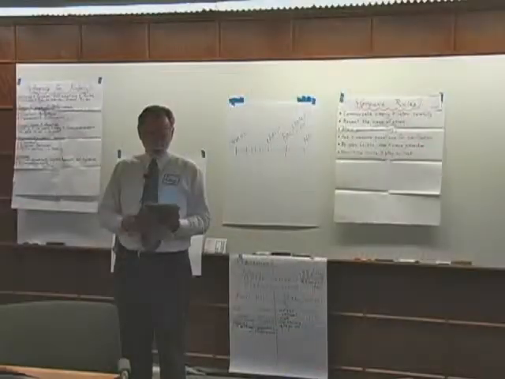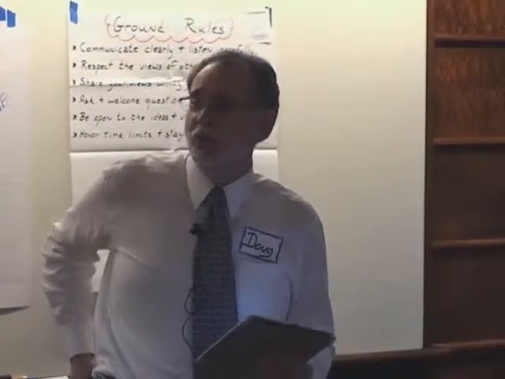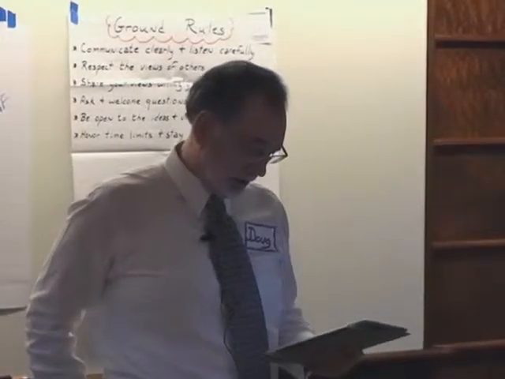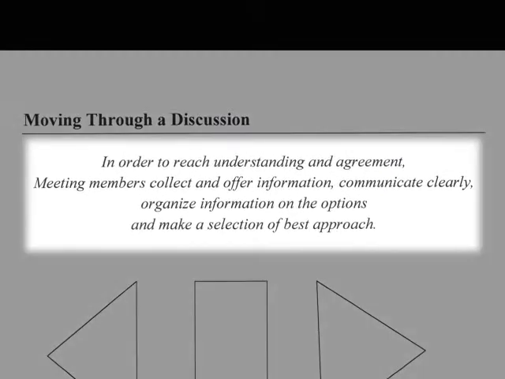I want to pick up and talk about the stages of a discussion. I've alluded to it already this morning. I'm on page 9 in section 2. In order to reach understanding and agreement, meeting members collect and offer information, communicate clearly, organize information on the options, and make a selection of the best approach.